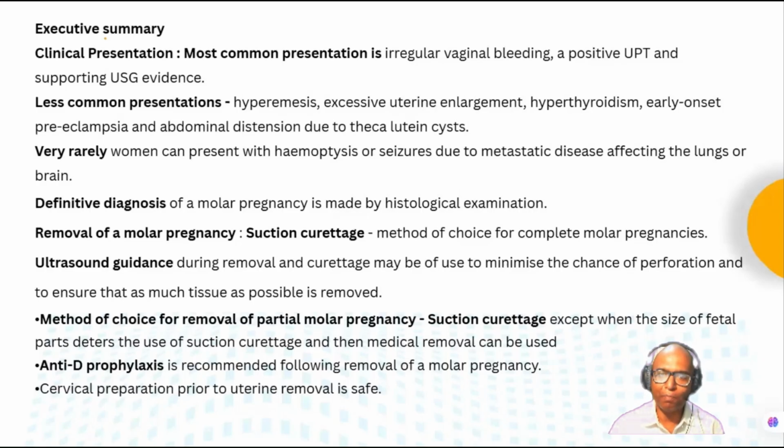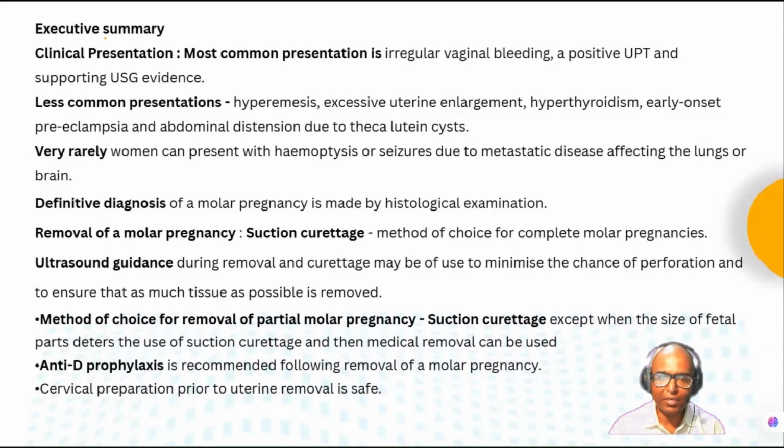The method of choice for removal of partial molar pregnancy is suction curettage, except when the size of the fetal parts deters the use of suction curettage, and then medical removal can be used. So even for the partial mole, suction curettage remains the method of termination, except when the size is big. But they have not specified how much size.